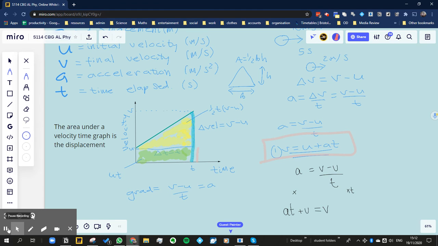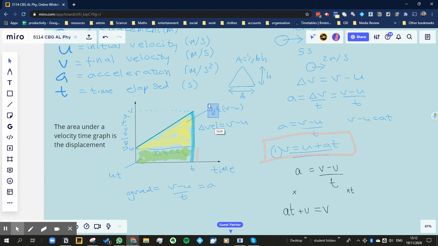Okay? Now, if we look at this thing over here, a is equal to v minus u over t, which we looked at earlier on, we can rearrange that and say v minus u is equal to at. I think it just looks a bit neater if I put the t over to the other side.